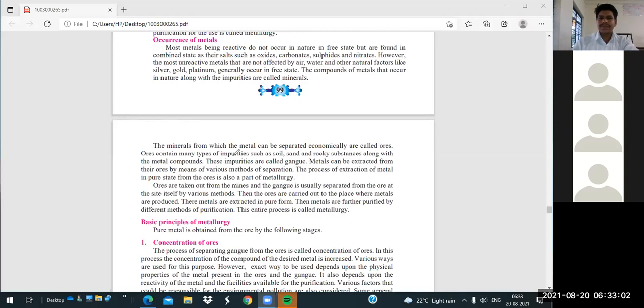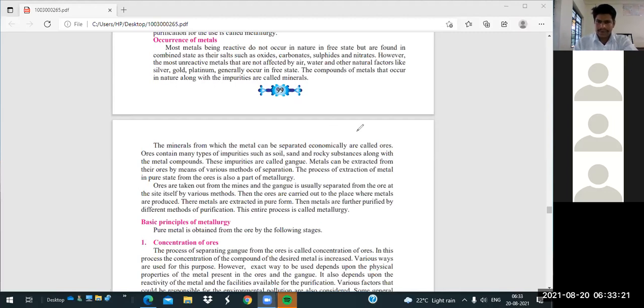Which methods do we have to see today? First, the basic principles of metallurgy. There are so many methods. You can see the gravitation method. First of all, gravitation means what? With the help of gravitational force, they can be separated from their source.